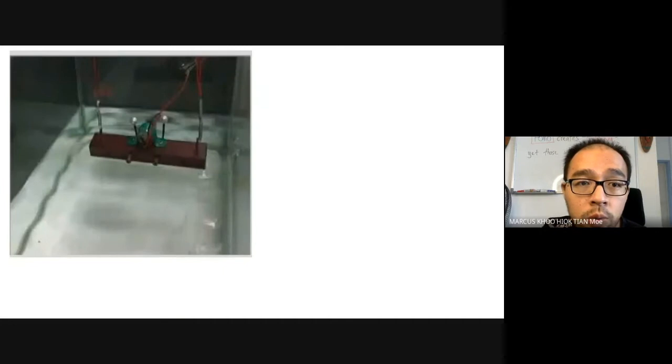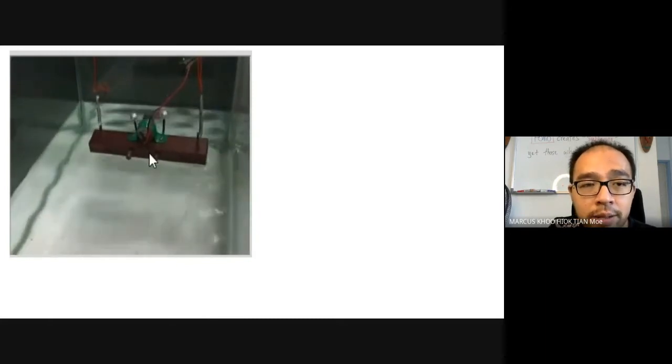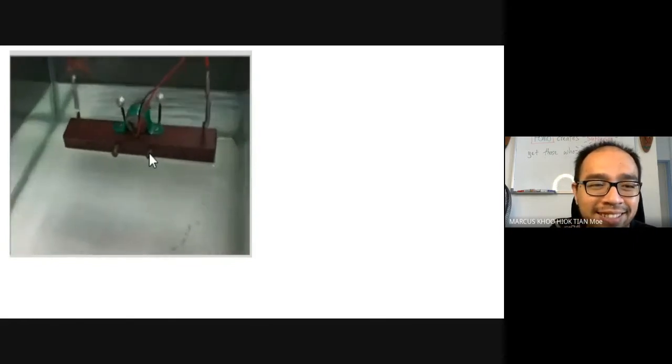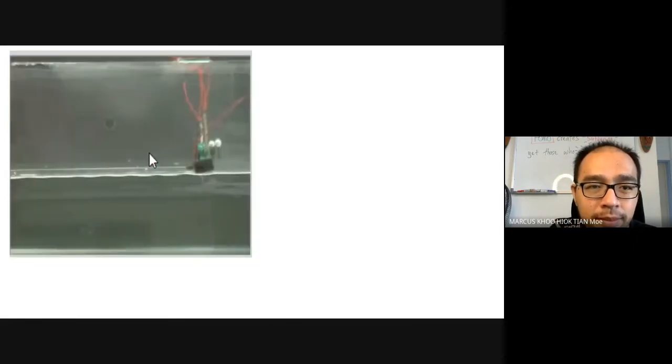Click on the motor to start the vibrator. What do you see on the water surface? You find that water waves are produced. What is the direction of propagation of the water wave?